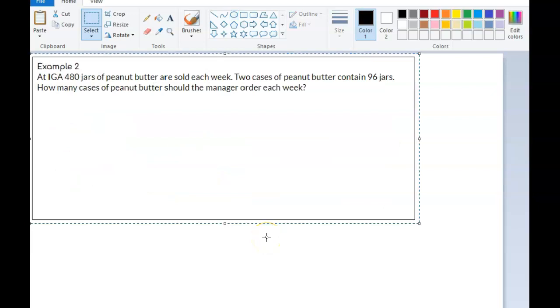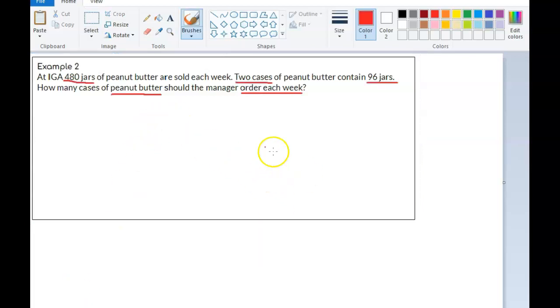I would like you to read it, use the double number line method, and try it yourself. Then check back and see how you did. So if I'm looking at this, I went ahead and circled that 48 is important, 2 cases and 96 jars were important. And I only have 2 things to compare, so my ratio is going to be the 2 cases to those 96 jars.